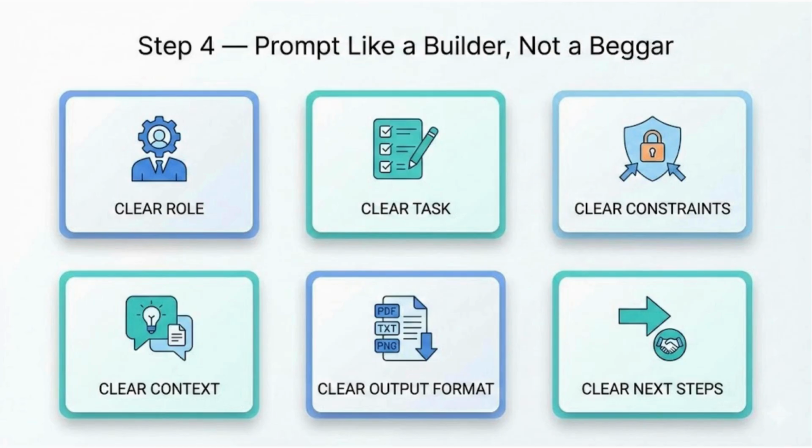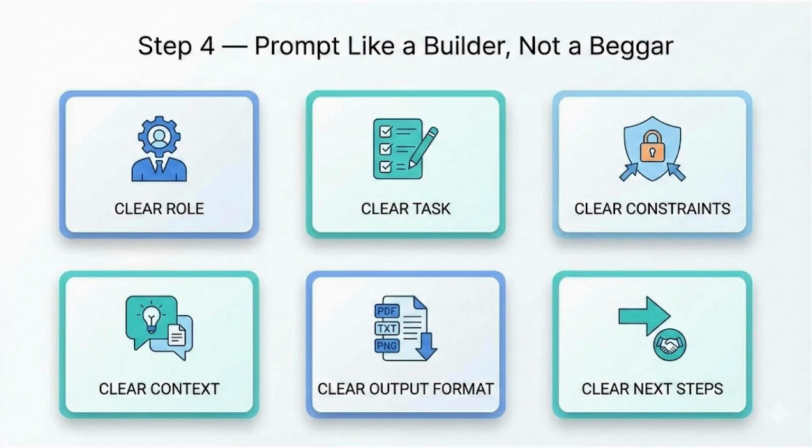Number 3, having clear constraints. Tell it what it must follow. Keep it simple, don't delete existing code, use these data tables, only use minimal UI components. Constraints help the AI avoid doing too much or changing the things you don't want. And next, having a clear context, giving it a backstory: what app you are building, what kind of technology you're using. AI can't guess your world. You have to give it the map.